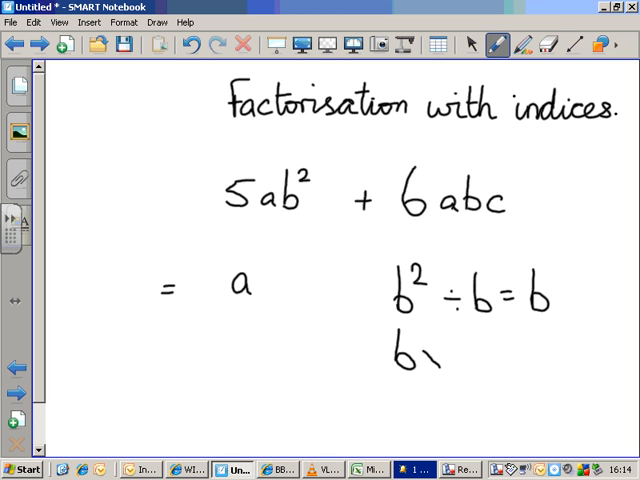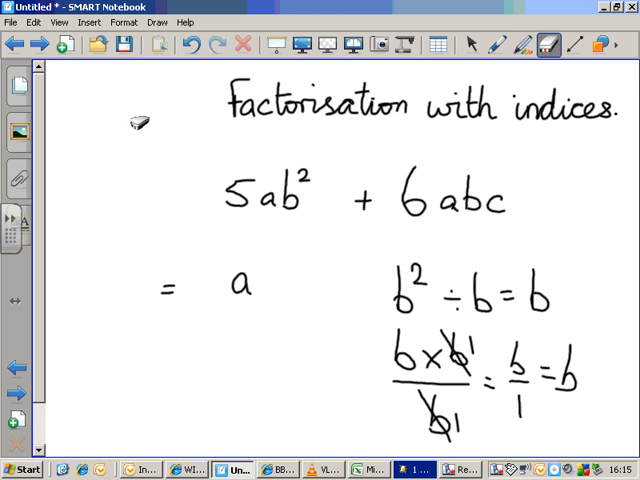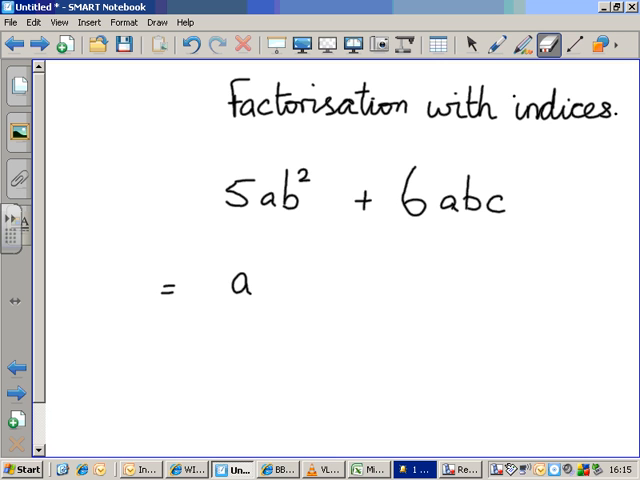Let's write it out. Long form, b times b divided by b. If you write it out like that, like a fraction, then you can cancel your numerator and denominator down. You can simplify by dividing your top and bottom by b. If you do that, then that just leaves you with b over 1, which is just b, isn't it? So in this expression here, where we have b squared and b, hopefully we understand that we can divide both of them by b.